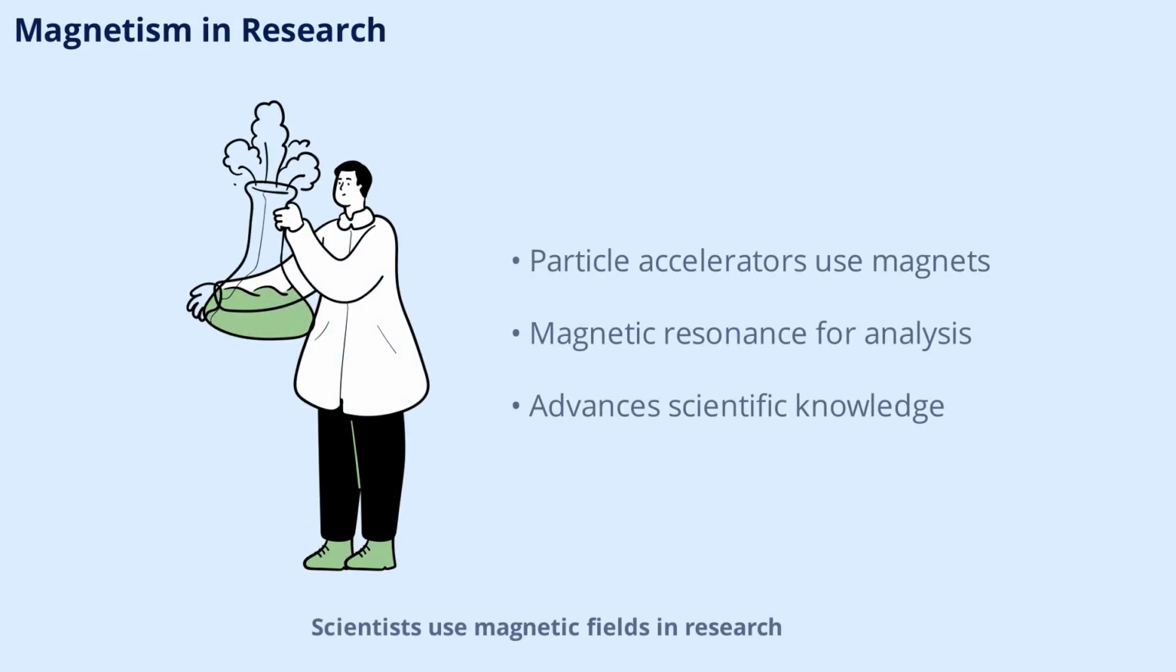Scientists use magnetic fields in research to study materials and fundamental physics. Particle accelerators use powerful magnets to steer and focus beams of particles. Magnetic resonance is used to analyze chemical structures. These advanced tools help expand our understanding of the universe and develop new technologies.